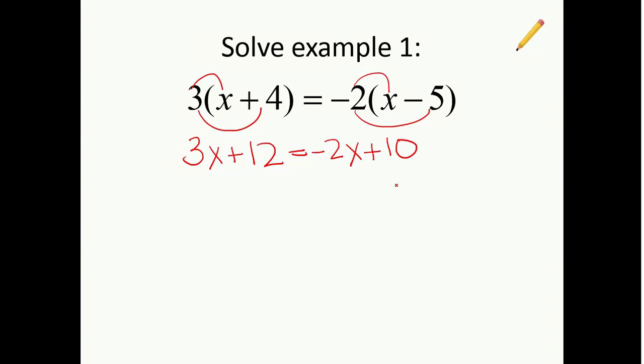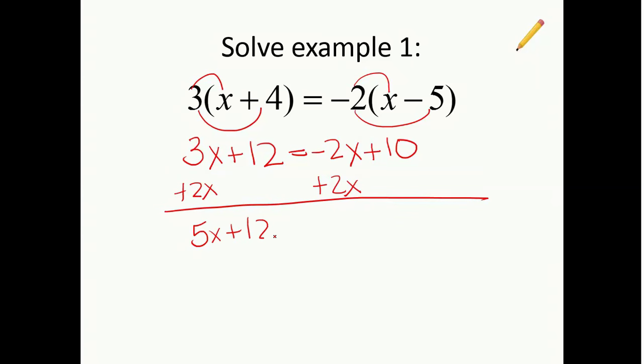So now what I need to do is get the x's to one side and the numbers to the other. So I'm going to add 2x to both sides. So I'll get 3 plus 2, that's 5x. Just rewrite the rest. Get my numbers to one side, so I'm going to subtract 12 from both sides.